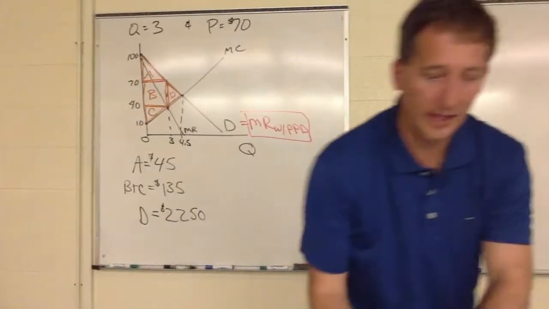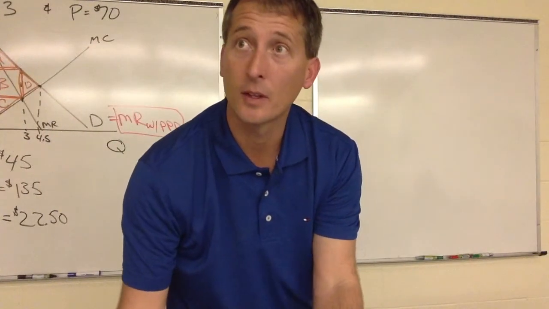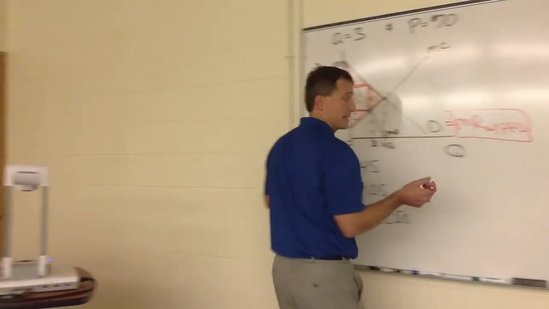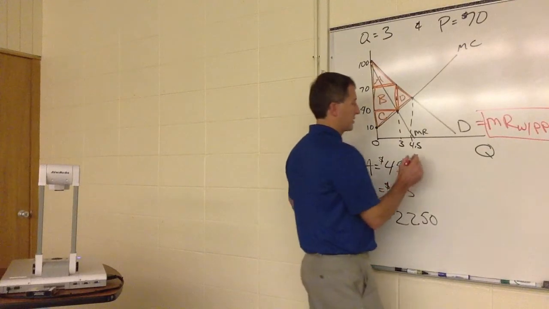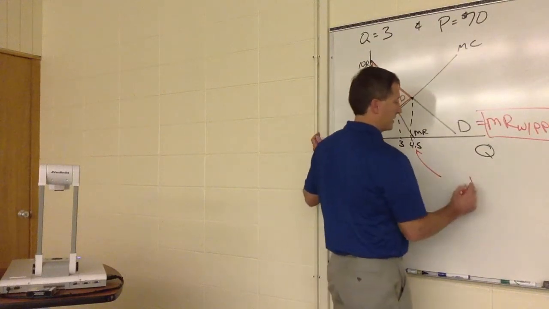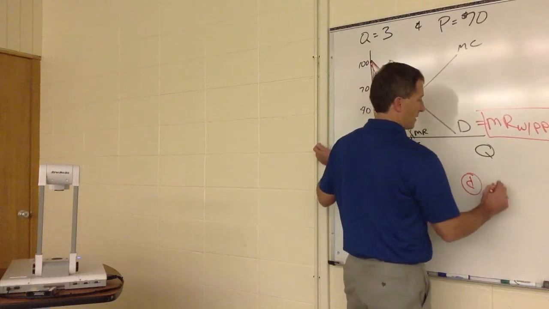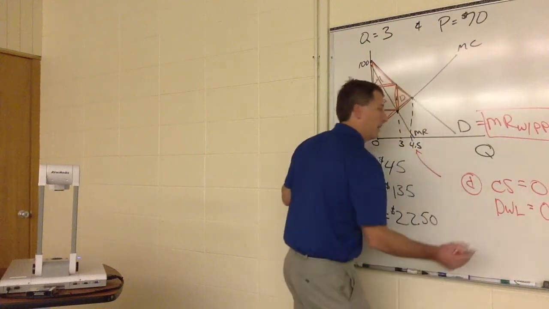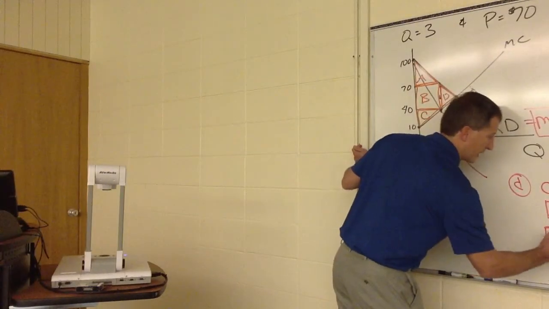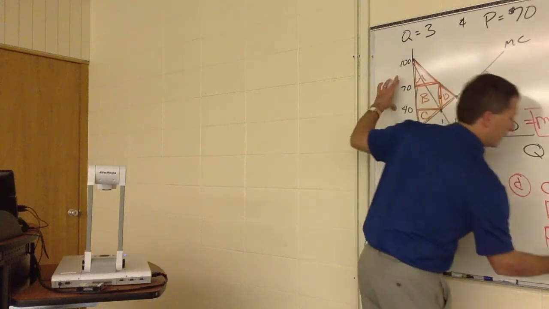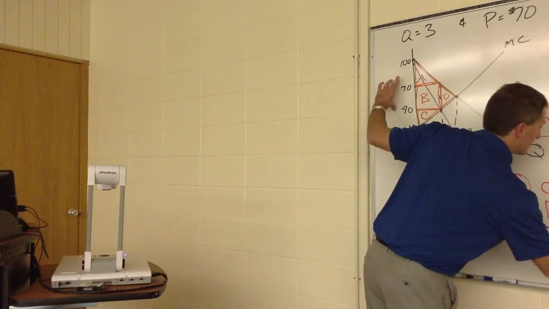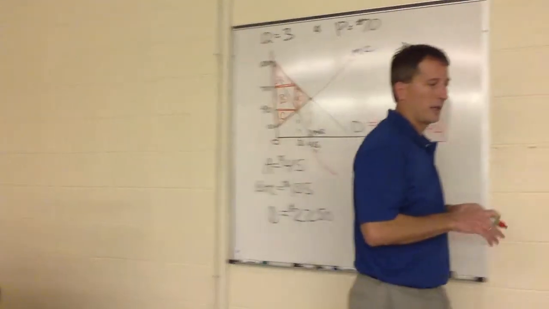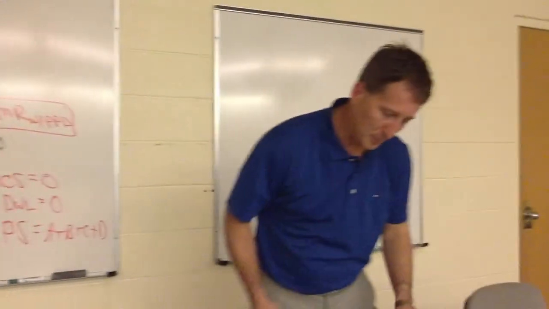Next problem. Or any last comments on that one? Did you say consumer surplus and producer surplus was 0? No. Consumer surplus and deadweight loss. So the answer to C was 4.5. The answer to D was consumer surplus equals 0, deadweight loss equals 0. The bonus information I gave you was producer surplus is actually A plus B plus C plus D. Okay. Next problem.